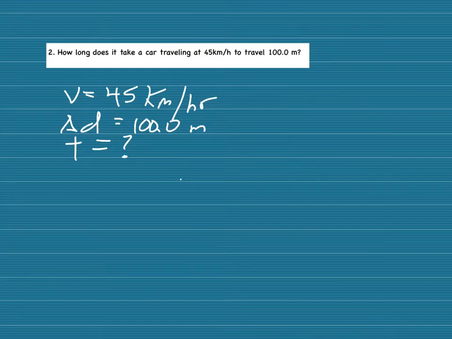And time is going to be seconds, but I have a problem. If you notice, my velocity is not in the right units. I'm going to need to divide that by 3.6. And it gives me 12.5, and that's meters per second. And now my units match up. I have meters per second, and then my answer will be in seconds.